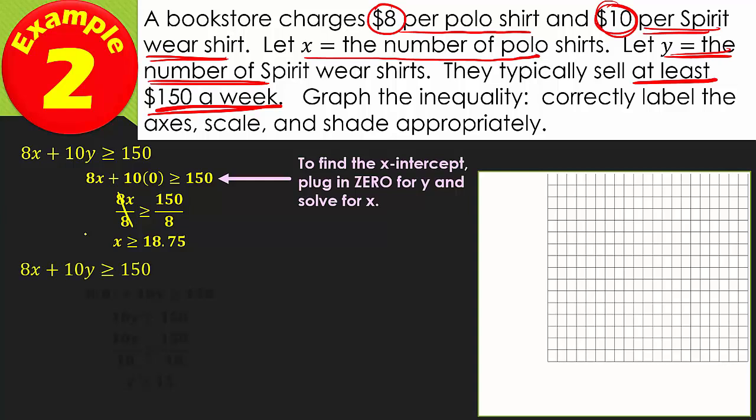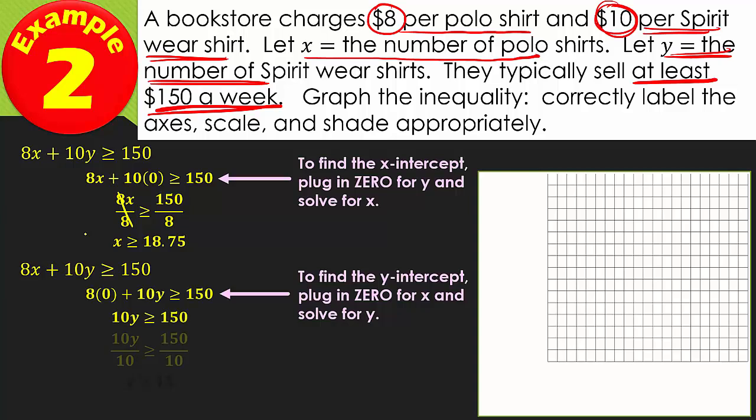Then we're going to do the same thing again, except now we plug in 0 for x to solve for the y-intercept. We'll get to the graph and show you how this all comes into play. So we plug in 0 for x, which gives us 10y on this side. Divide both sides by 10. 150 divided by 10 is 15. So we have x is greater than or equal to 18.75, and y is greater than or equal to 15.